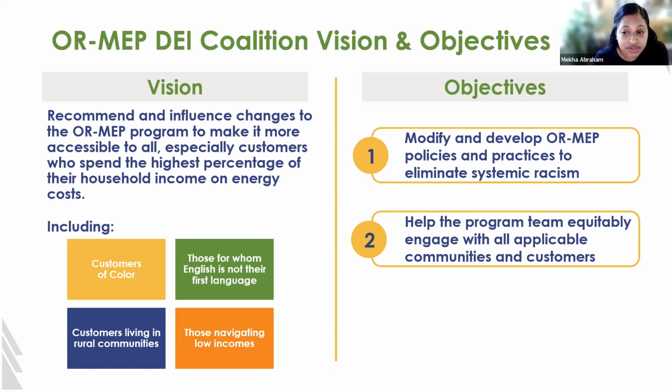This includes customers of color, those for whom English is not their first language, customers living in rural communities, and those navigating low incomes. The objective of the coalition is to modify and develop OR-MEP policies and practices to eliminate systemic racism and to help the program team equitably engage with all applicable communities and customers.